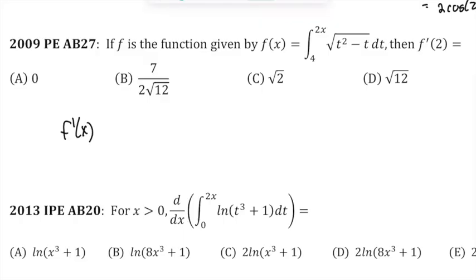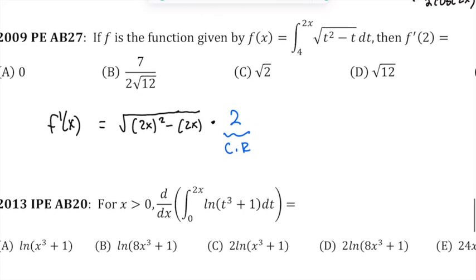So if I do the derivative of the integral, I'm going to plug in 2x for t, and then multiply by the chain rule. And the derivative of 2x is 2. So there's my function. Now I just got to plug in 2. I'm not worried about cleaning this up too much.